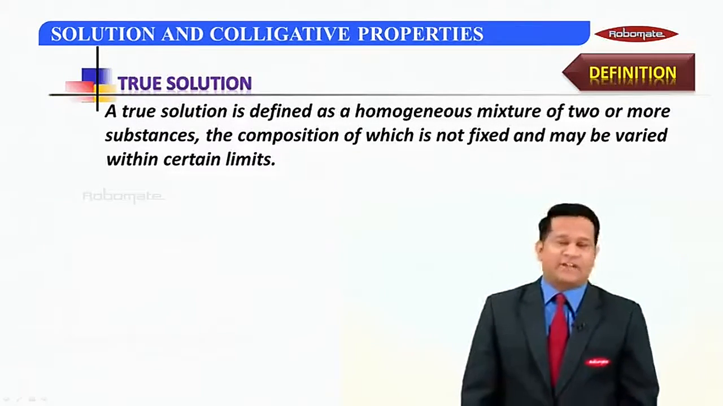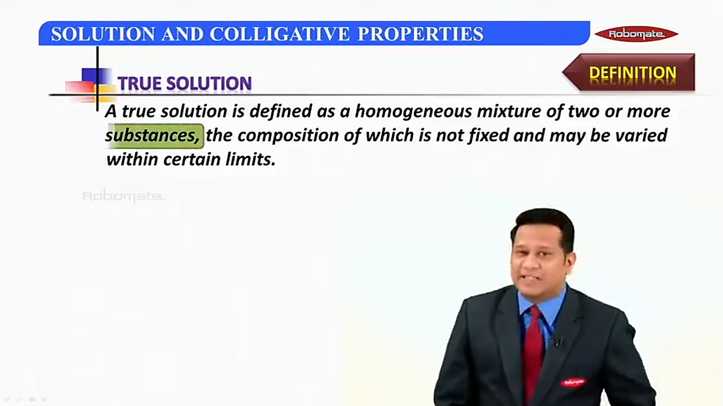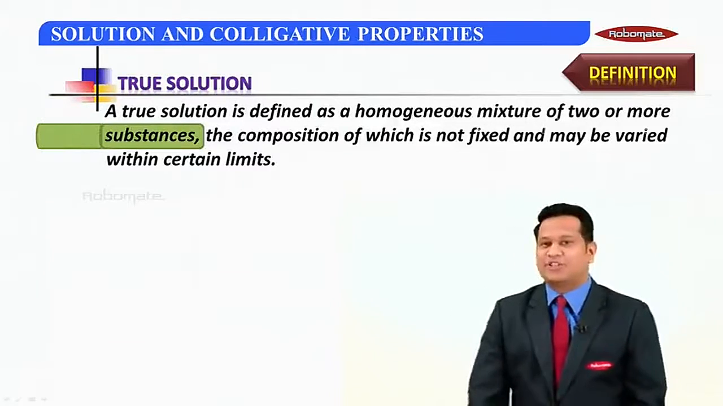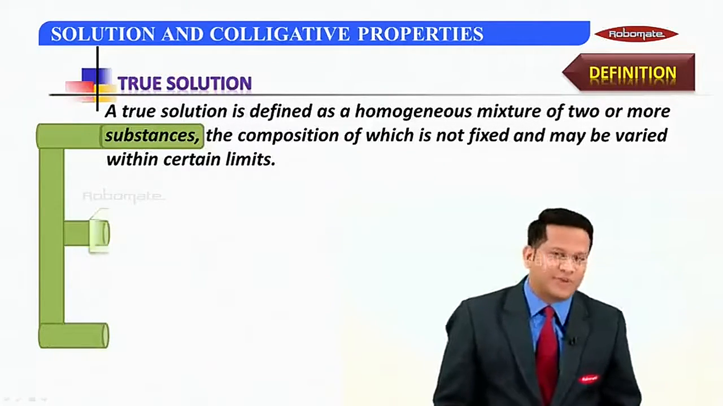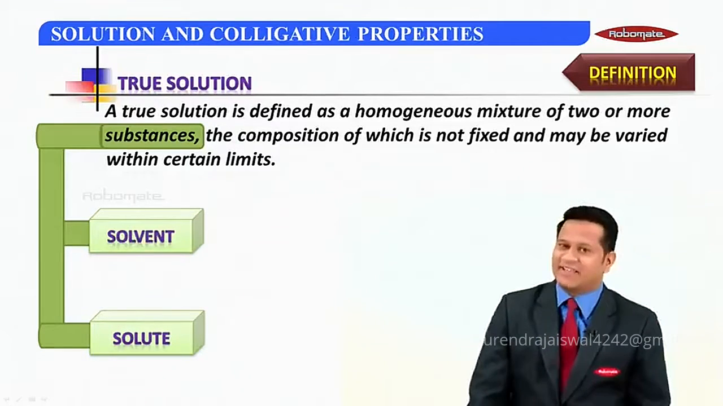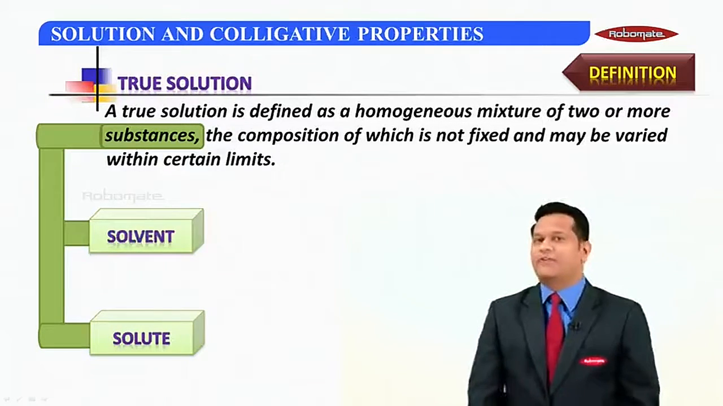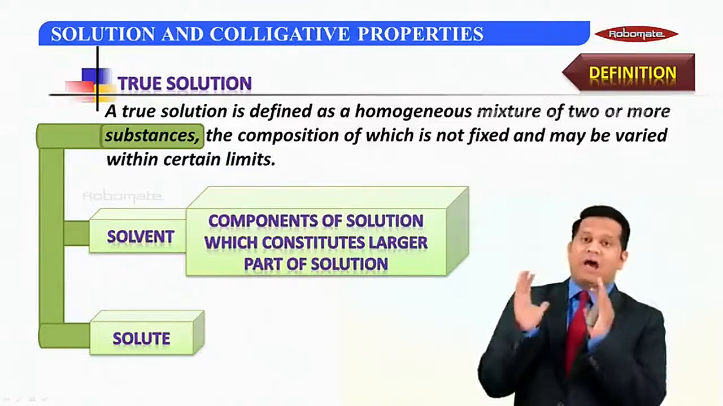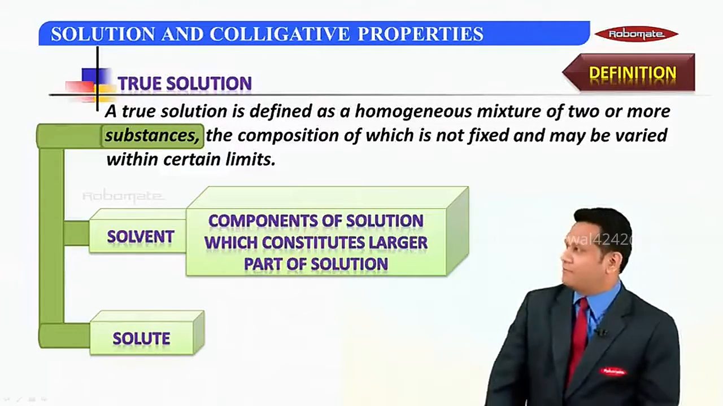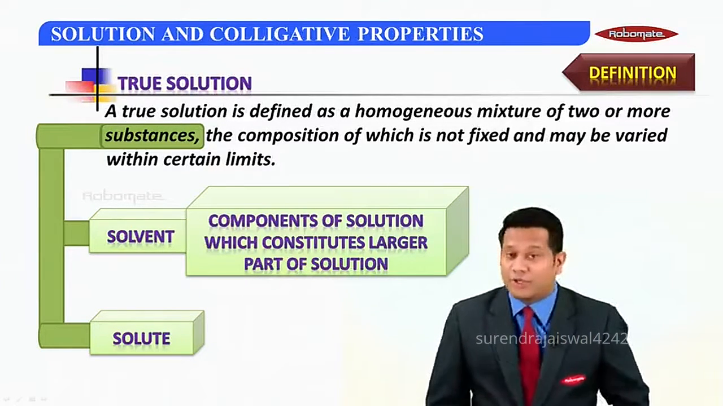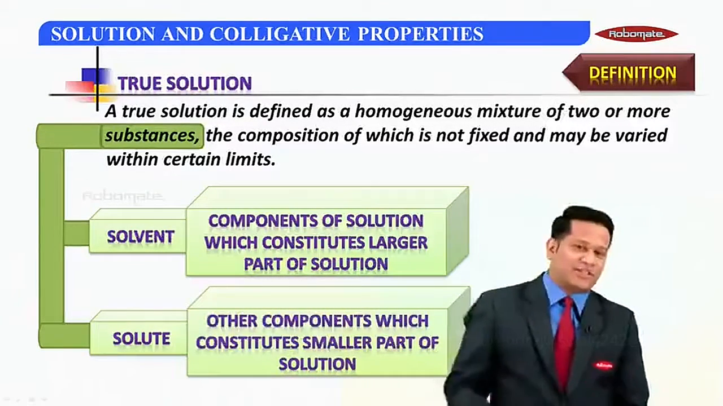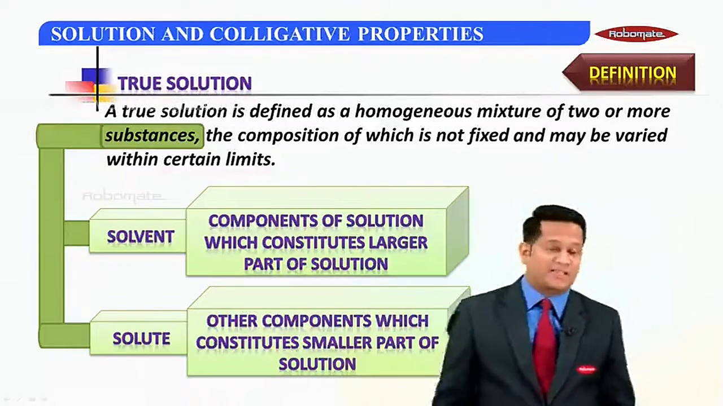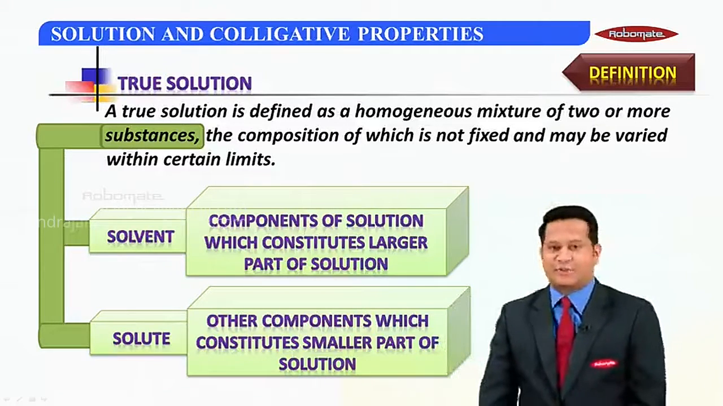When I talk about the entire definition of true solution, let us catch the word substances. These substances which are present in the true solutions are of two types, of which the first one is called a solvent and the second is called a solute. If I need to define solvent, they are the one which constitutes the larger part of the solution. And if I talk about solute, then it is exactly opposite. It constitutes the smaller part of the solution, and that's precisely what solvent and solute are.